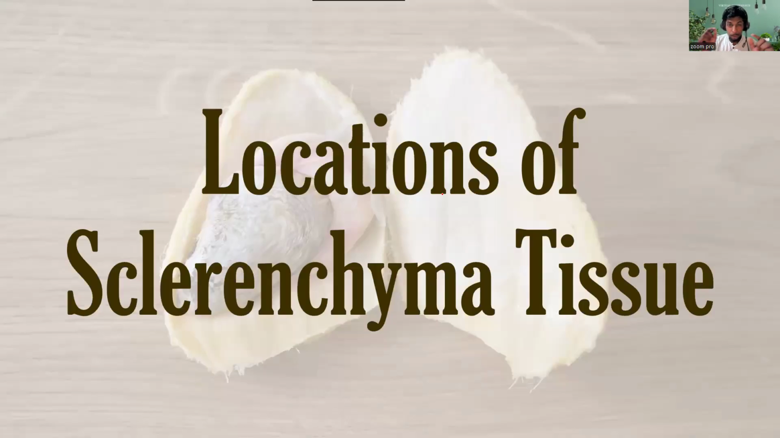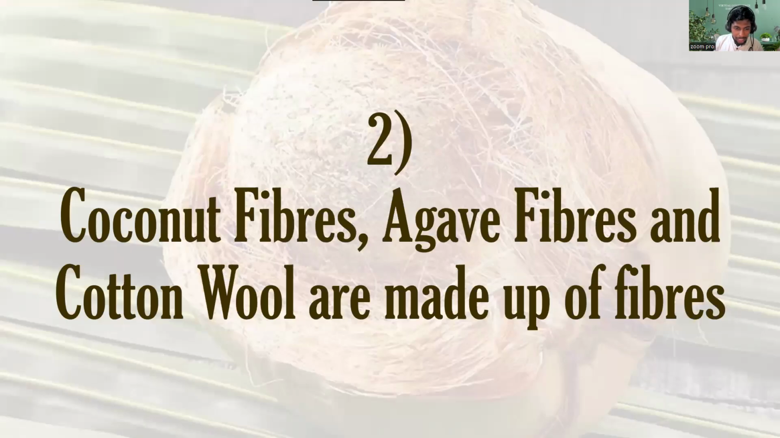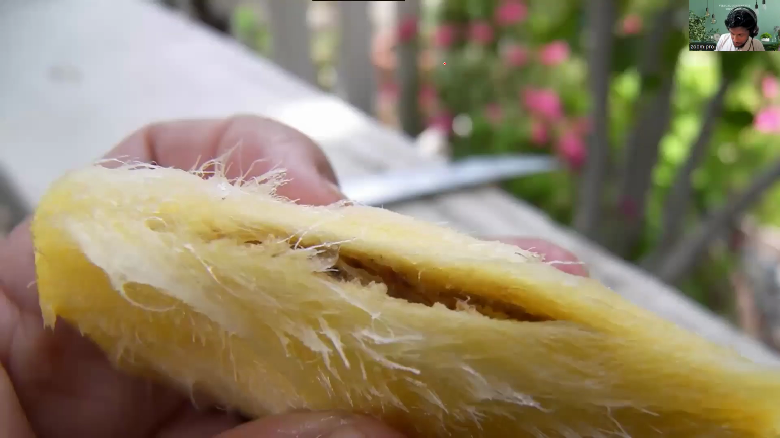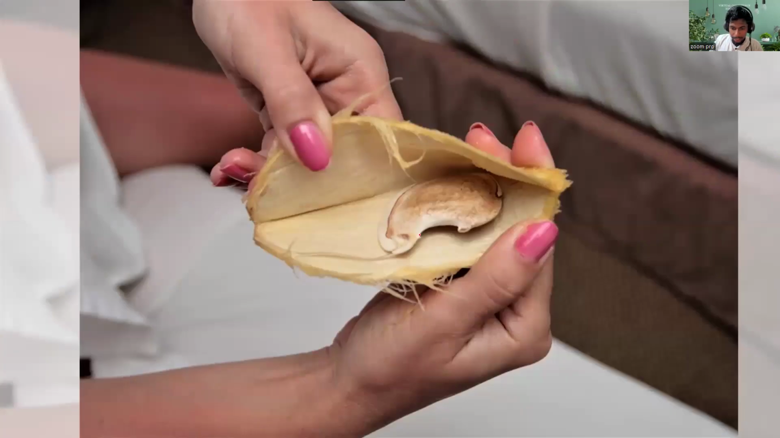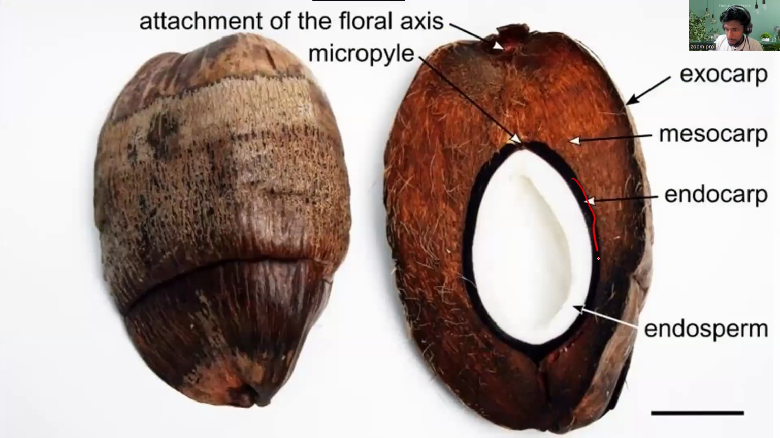And the location: from the location itself, you can get an idea. Yes, sclerenchyma is responsible for the hardest part. You can find it in coconut fibers, agave fibers, cotton. The coconut fibers are made up of sclerenchyma fibers, and also the coconut shell, the endocarp of the coconut. This is the endocarp of the mango, and here, this is the endocarp of the coconut shell. So it is made up of sclerenchyma because of the hardness.